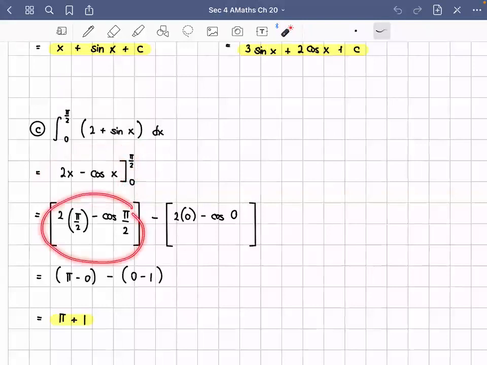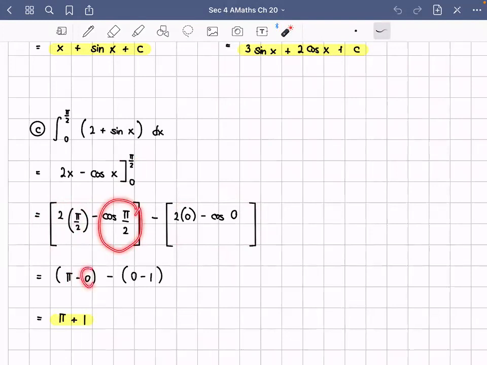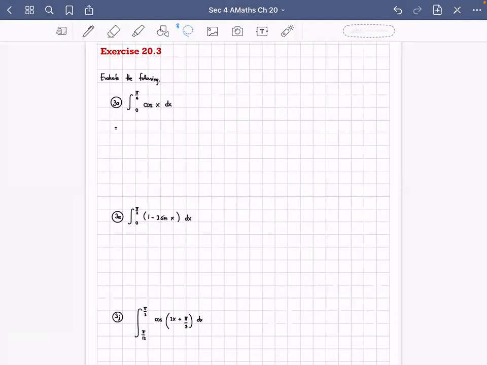So for this expression here, we plug in the upper limit, and then minus the lower limit, which is 0, right? So you just simplify this in your calculator. You cancel that, so you get pi. And then when you plug cosine of pi over 2 in your calculator, you'll get 0. And then cosine of 0 is 1. So simplifying this, you'll get pi plus 1. Okay, so that's the first one.